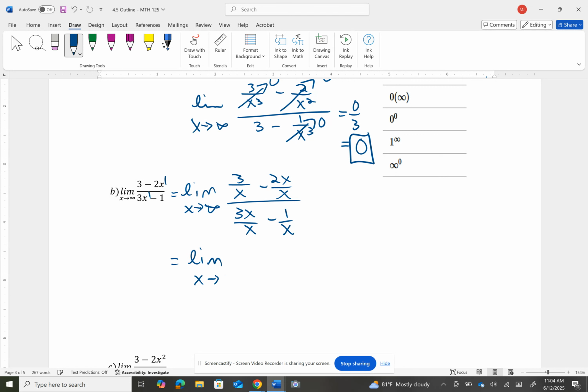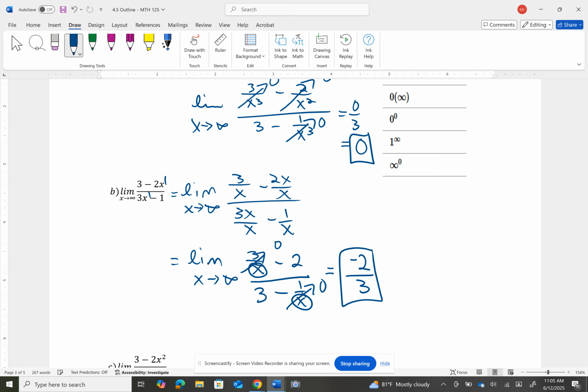And when I simplify, I wind up with 3 over x minus 2, and then in the denominator I have a positive 3 minus 1 over x. Now, here and here, I'm plugging in numbers that are bigger and bigger, going towards positive infinity. If you have a fixed number over an infinity, that's going to approach 0. So these two things approach 0, and my limit turns out to be what's left on top divided by what's left on the bottom, negative 2/3.